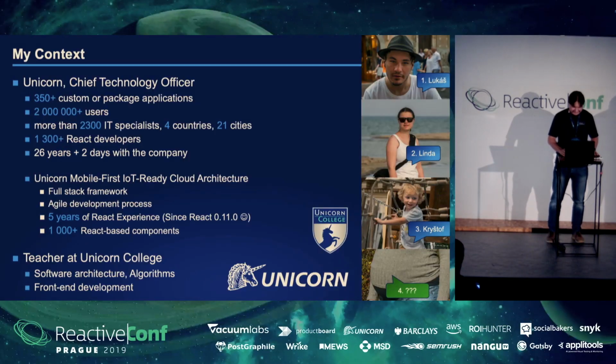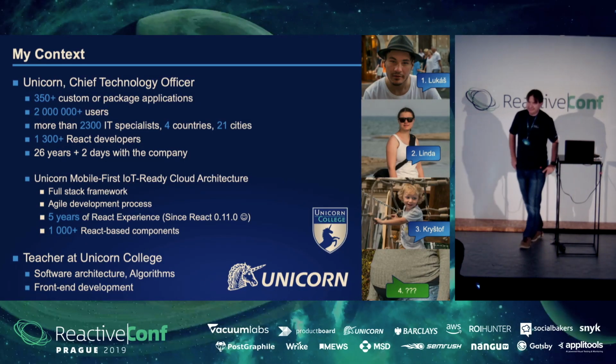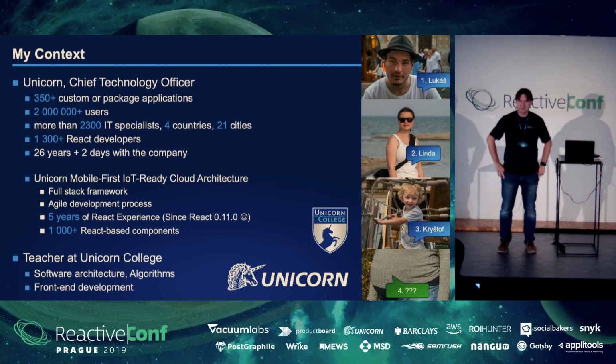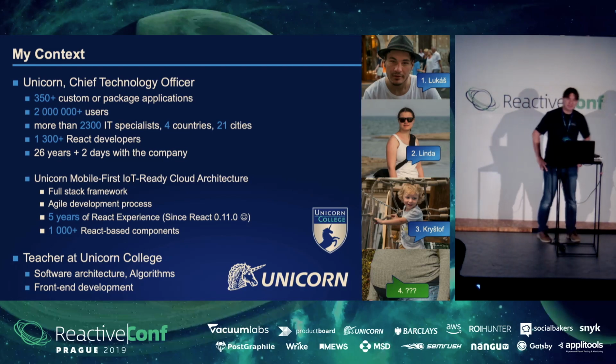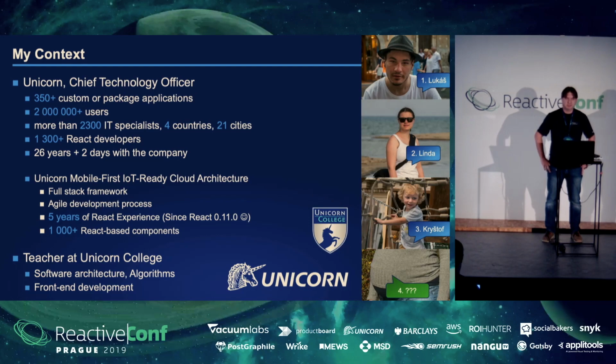Okay, let's go in. Actually, some of my context. I am Chief Technology Officer of Unicorn, and we have over 2,500 people, and more than half of them are React developers. So we really know what we are talking about when we are talking React, because we have been using React since version 0.11. It was 2013 when we first reached React. And we have a Unicorn application framework, which is a full-stack framework based on React on the front-end and user interface side. There's 5 years of development behind it, and there are currently over 1,000 components in React.